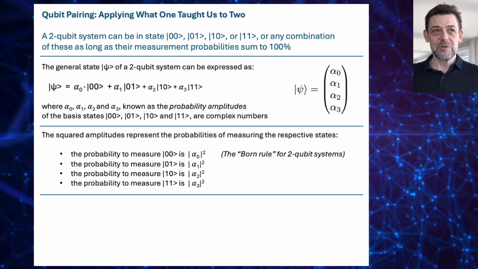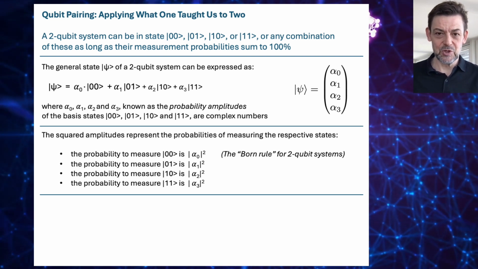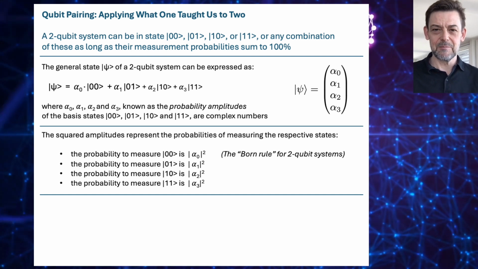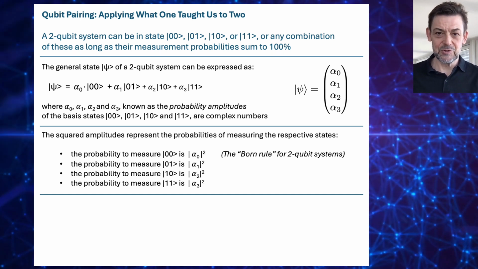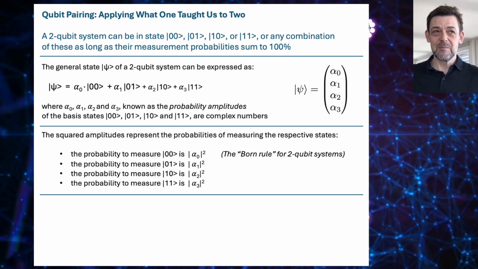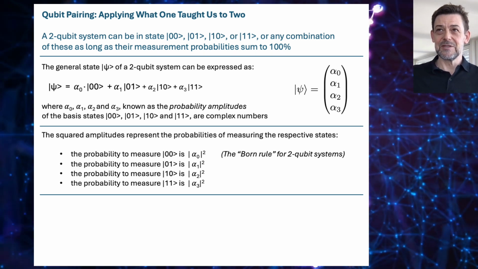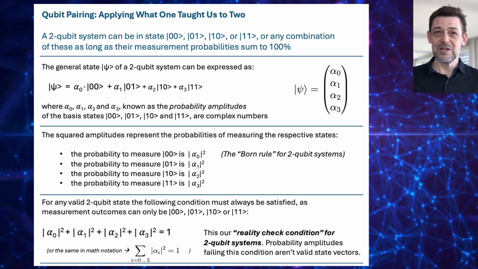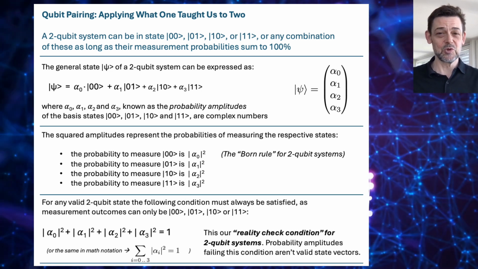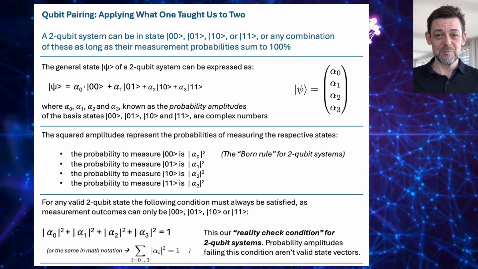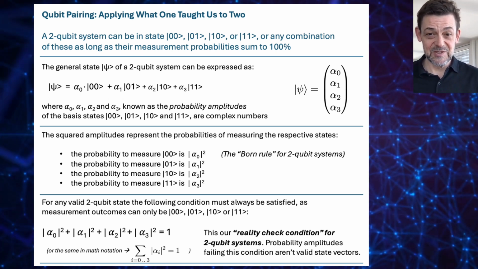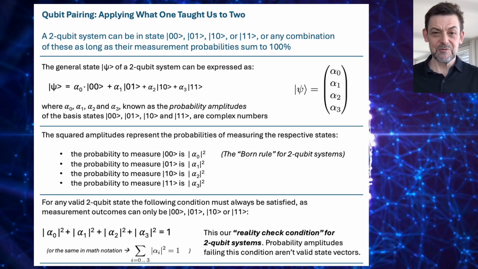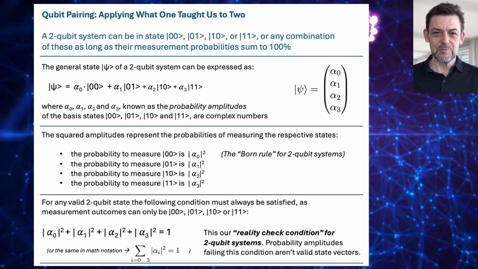When measuring a 2-qubit system, the system can only fall into one of these 4 basis states. You get the probability to measure each basis state by the Born rule. The squared absolute value of the respective probability amplitude is the probability to measure the basis state. And our reality check transforms to the condition that the sum of all 4 probabilities must be 1 or 100%, as there are no other possibilities around. Same logic as before for single qubits, but now we have 4 instead of 2 possible measurement outcomes.